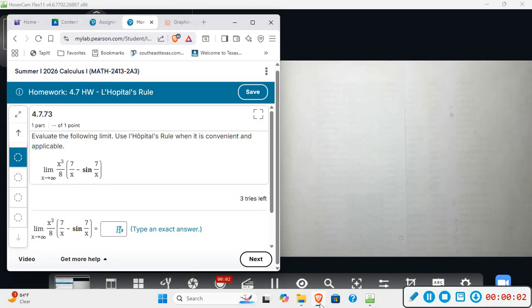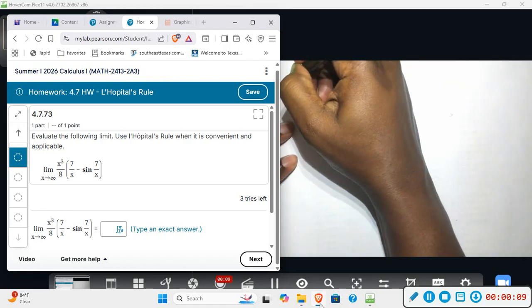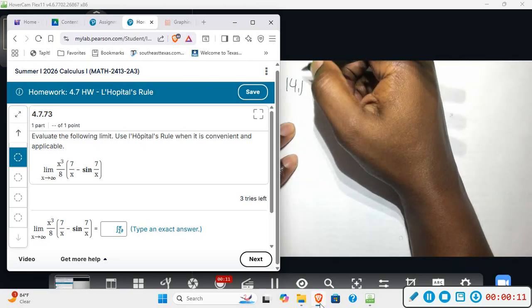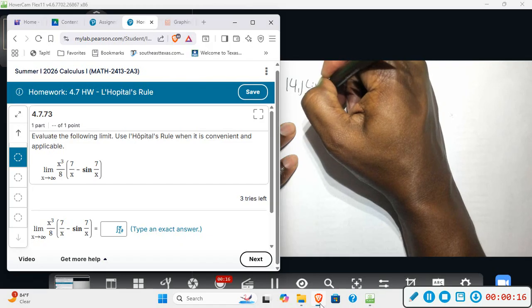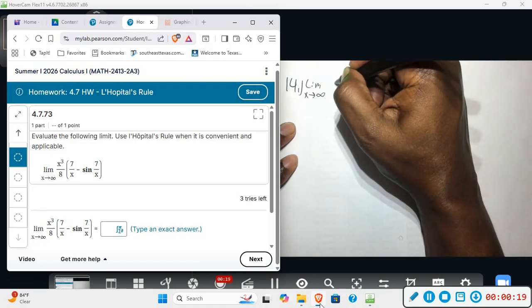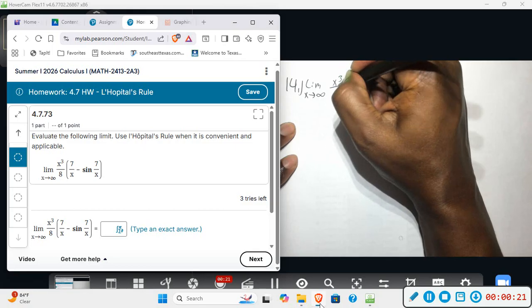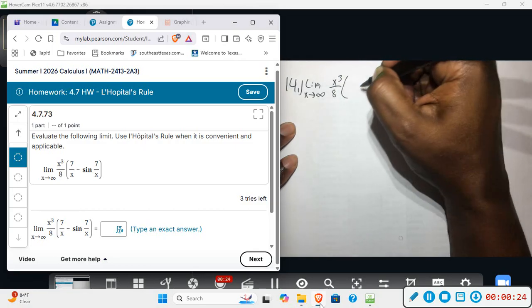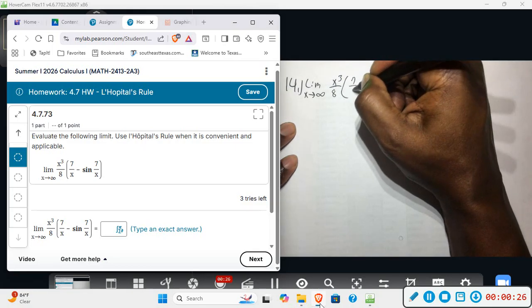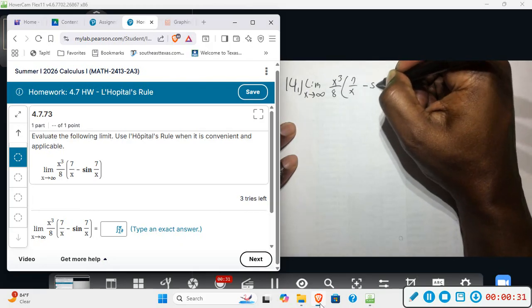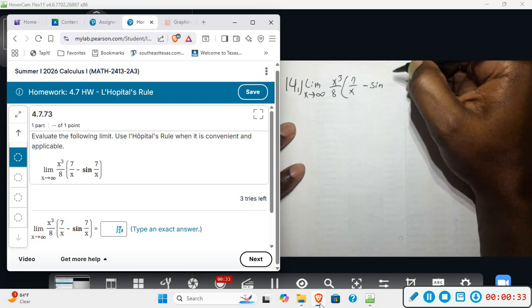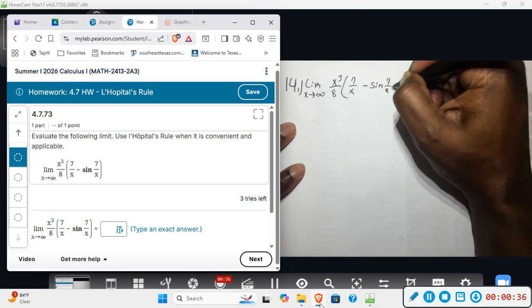All right, question number 14. We want to evaluate the limit using L'Hopital's rule when it's convenient. All right, so we have the limit as x goes to infinity of x cubed over 8 times the quantity 7 divided by x minus sine of 7 divided by x.